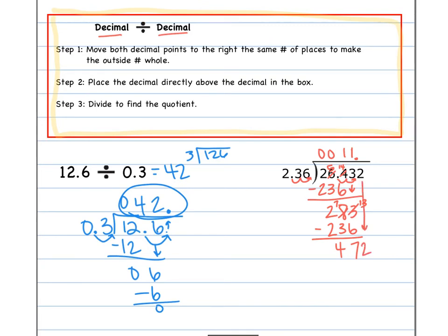Okay, which is 2. I'm going to guess, let's see if it'll fit in there twice. So 236 plus 236. 6 plus 6 is 12. 3, that would be 7. 4. So it fits in there 2 times. 2 times 236, I just found out, was 472. Subtract. Nothing left over, nothing else to bring down. So my answer is 11 and 2/10.